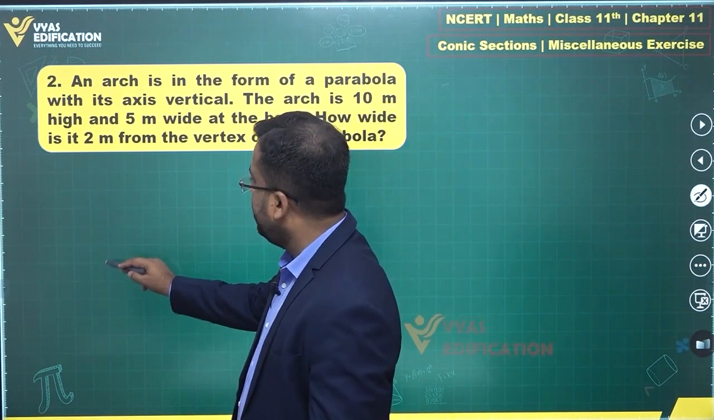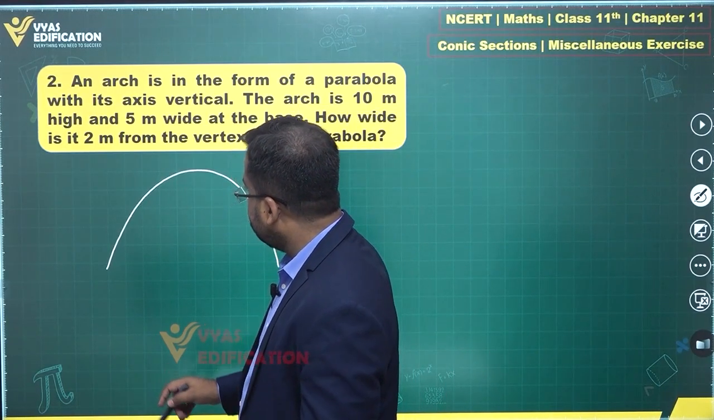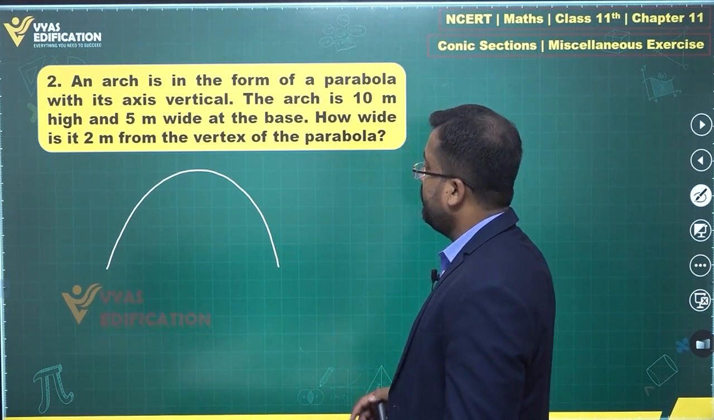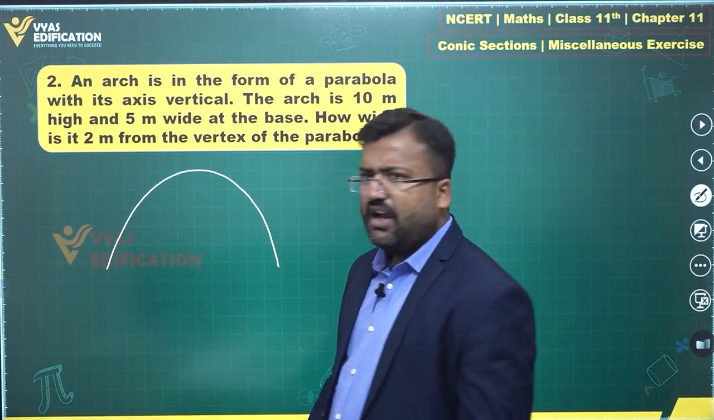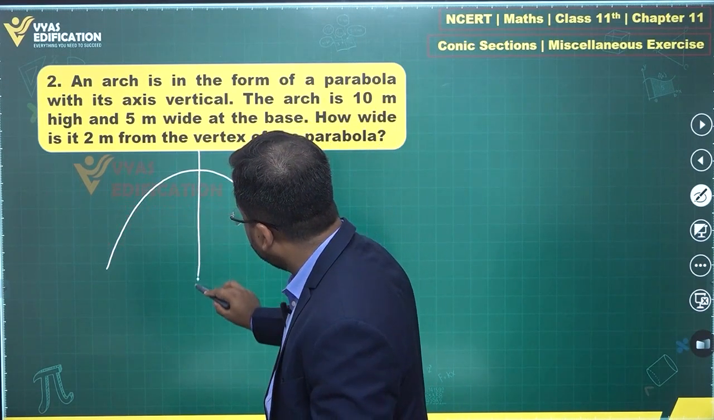The arch will look like this. This is what an arch looks like, and the arch is in the form of a parabola. For this particular shape, let's try to write it in standard form.